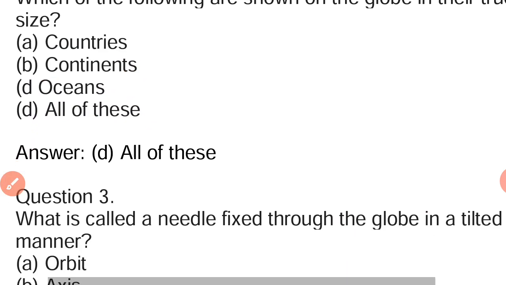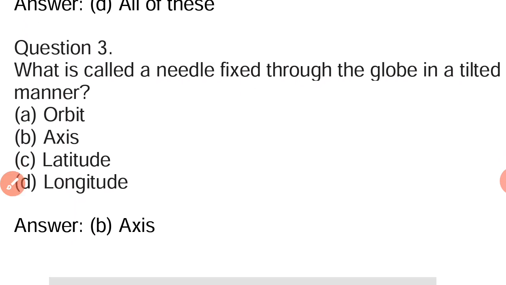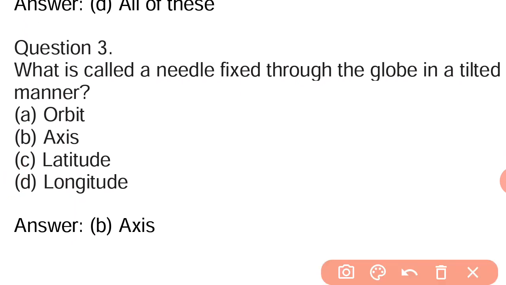Next question, what is called a needle fixed through the globe in a tilted manner? Option A orbit, option B axis, option C latitude, option D longitude. Right answer is option B axis.